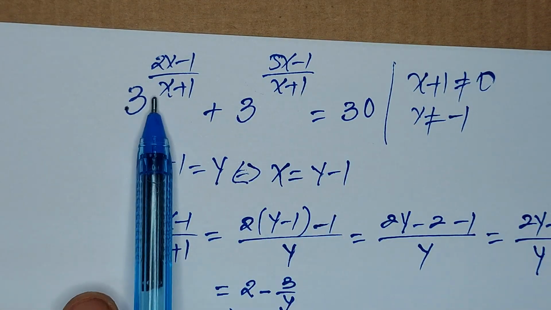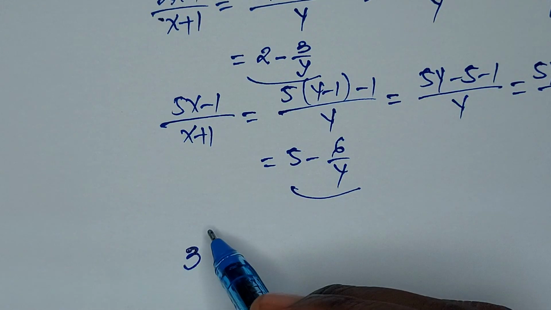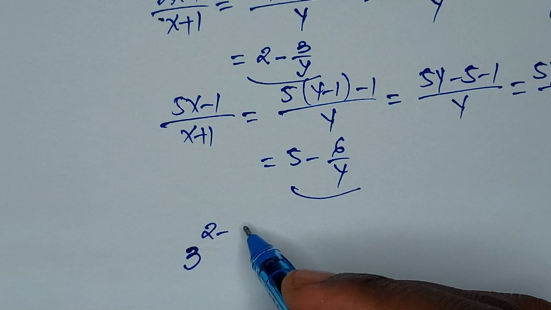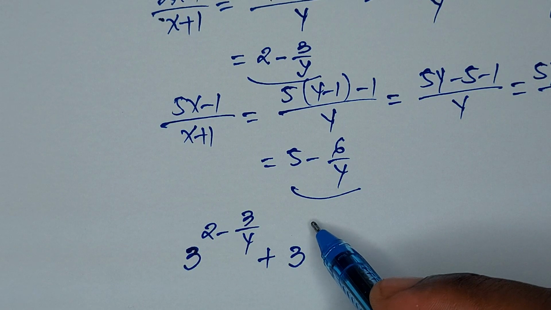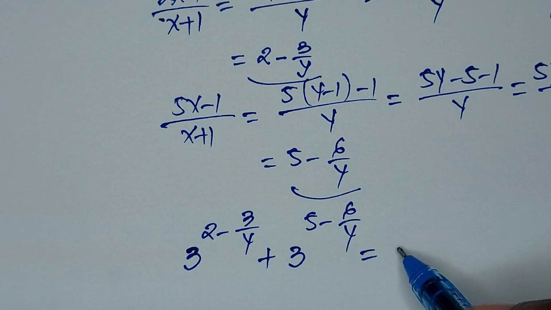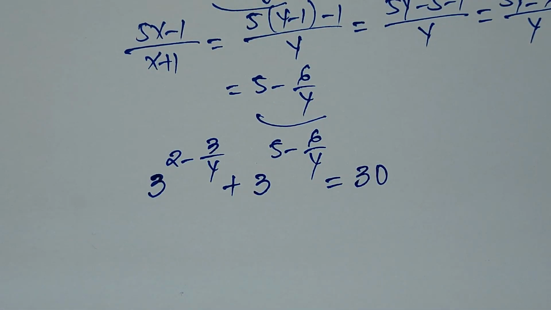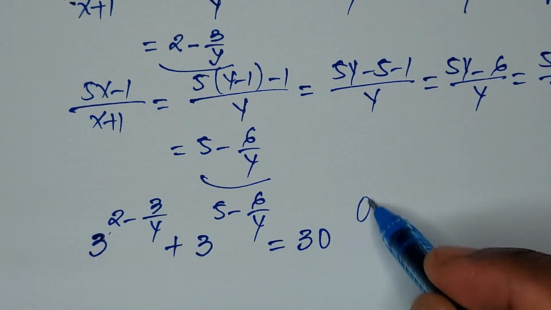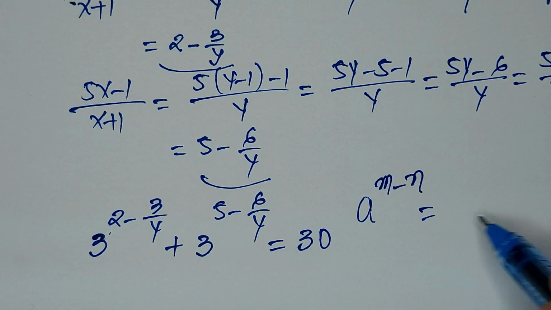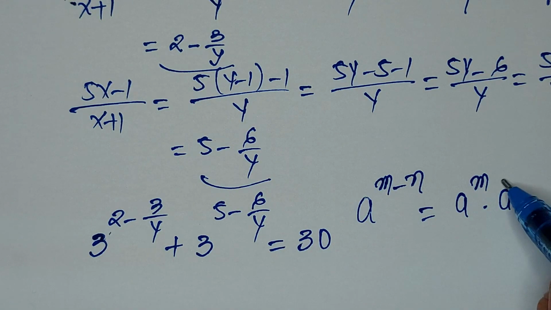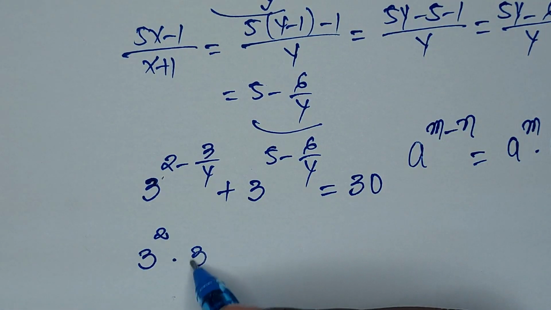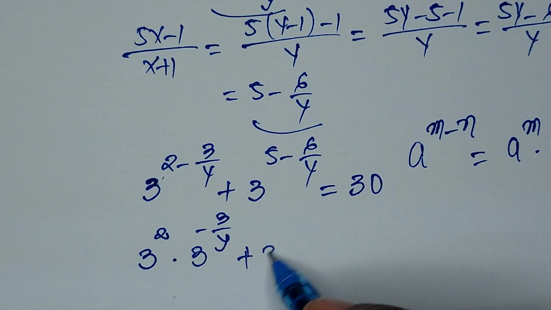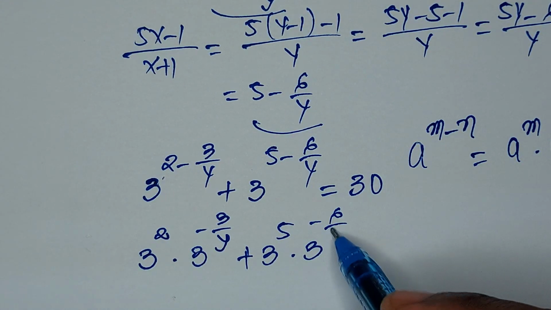Now let's take these worked powers and substitute them in our initial equation. We're going to have 3 to the power 2 minus 3 over y, plus 3 to the power 5 minus 6 over y, and this is equal to 30. Now I'm going to separate the powers. If we have a to the power m minus n, this is the same as a to the power m times a to the power minus n. So this is 3 to the power 2 times 3 to the power minus 3 over y, plus 3 to the power 5 times 3 to the power minus 6 over y, equal to 30.